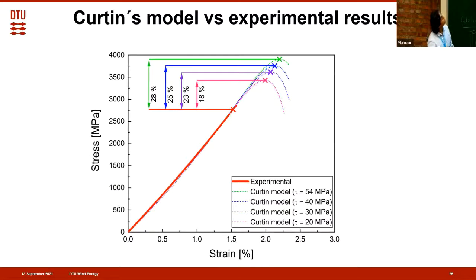And if you do a parametric study for different values of tau, from 20, 30, and 40, then we can see how much it varies. And this model is able to capture the shape of the stress strain curve in a good way.